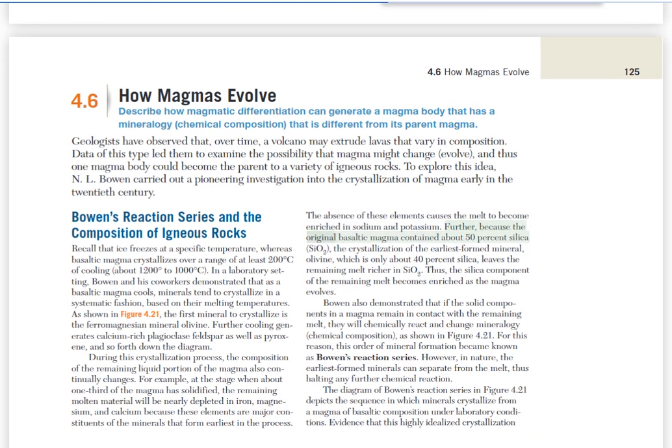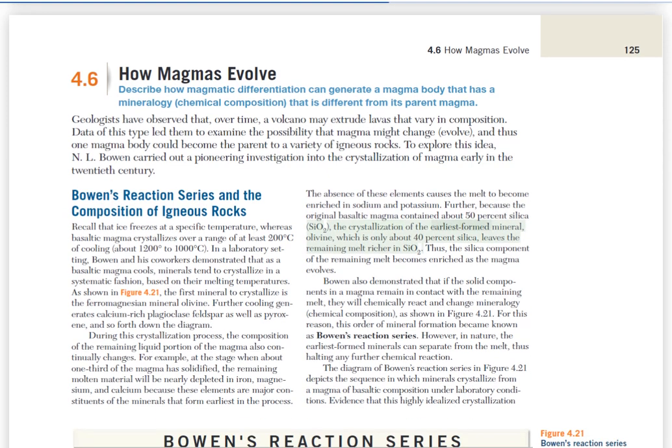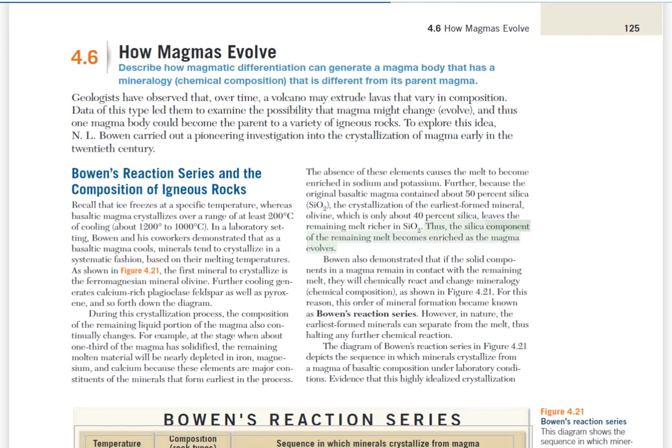Further, because the original basaltic magma contained about 50% silica, the crystallization of the earliest formed mineral, olivine, which is only about 40% silica, leaves the remaining melt richer in silica. Thus, the silica component of the remaining melt becomes enriched as the magma evolves.